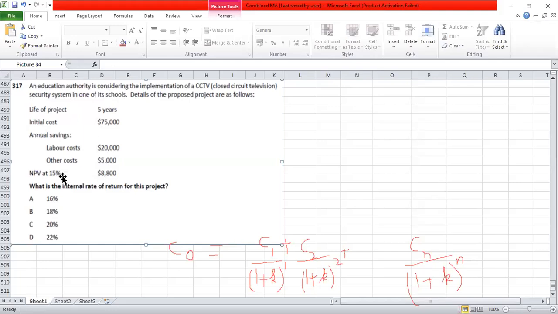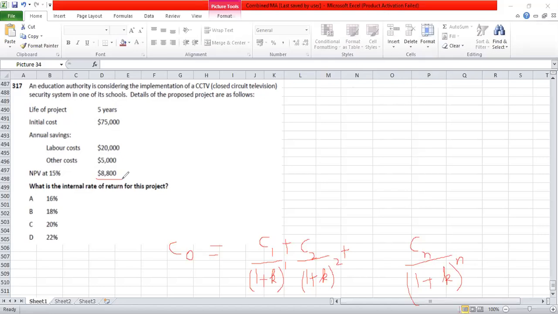Already at 15% when they have discounted the cash flows, the NPV is a positive value, 8,800. So we need to bring it down so that the cash inflows and cash outflows are equal, which means that NPV should be 0. Cash inflows minus cash outflows should be 0. So that's the concept here.